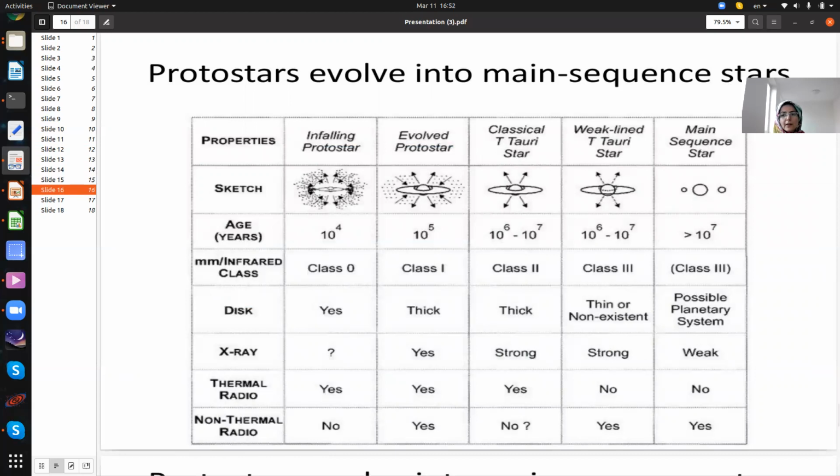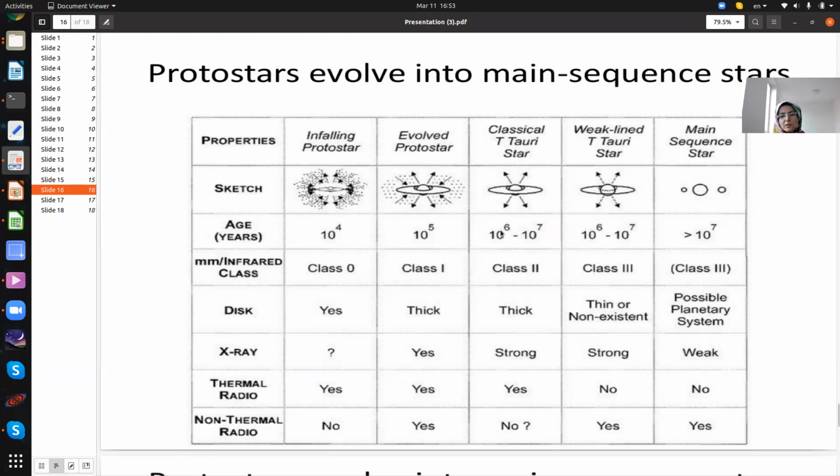Then in here we have protostars evolving into main sequence stars. As you see, the properties of an infalling protostar. These are the sketches of them. Here the age, as you see. Here is the infrared class, whether they have a disk or not. Here, for example, if we have a disk, we have a thick disk. Here we also have a thick disk in class 2.